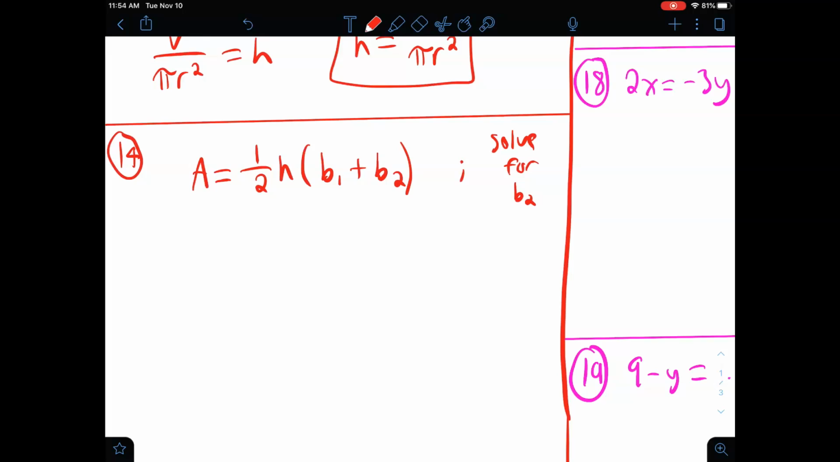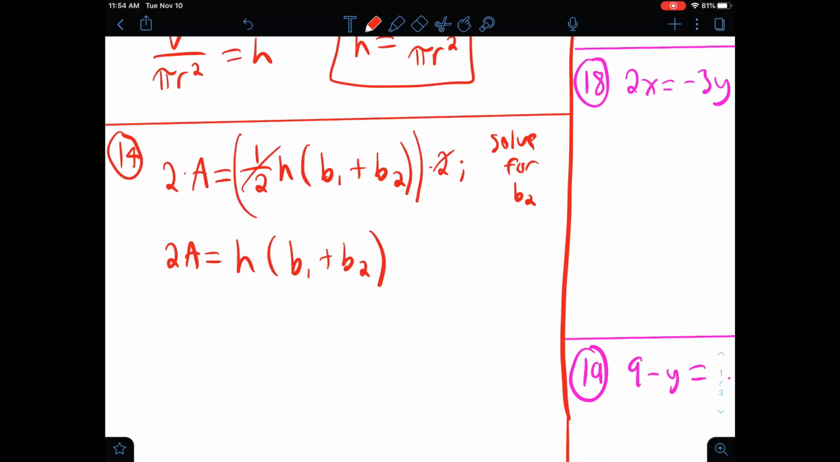So we need to get base 2 by itself. Well, what's happening to the base 2? It's being added to base 1, and it's also being multiplied by 1/2 H. So again, we have this 1/2 in front, so I'm going to get rid of that 1/2 by multiplying by the denominator, or the reciprocal, by multiplying by 2. So now we have 2A equals, 1/2 and 2 are going to cancel, we get H times base 1 plus base 2.